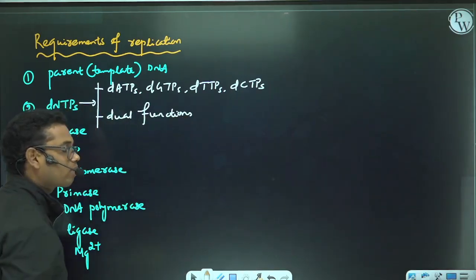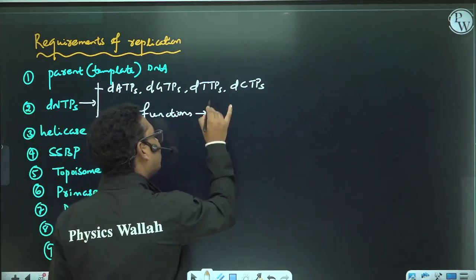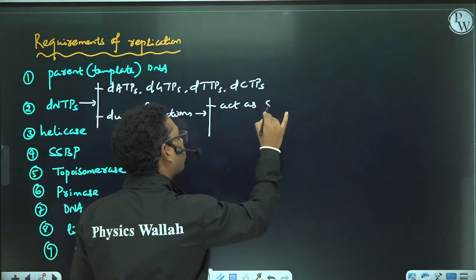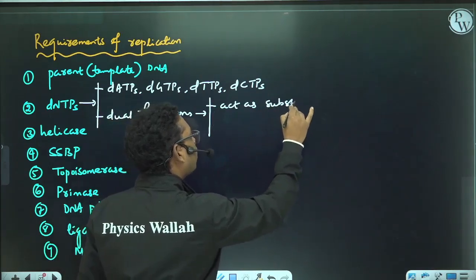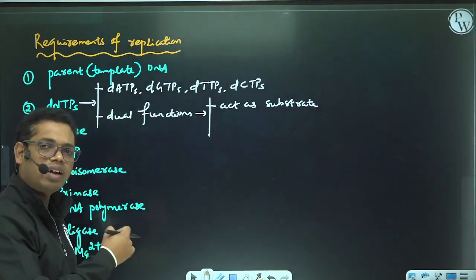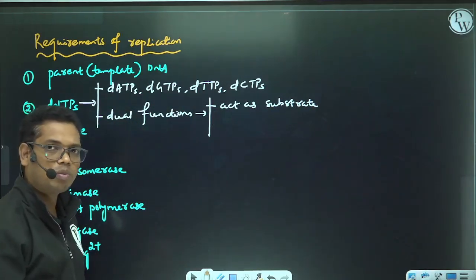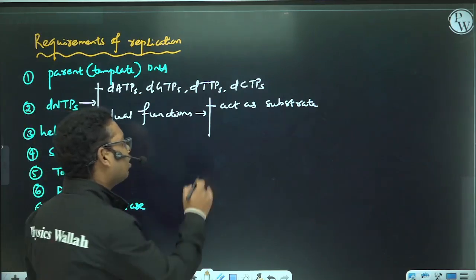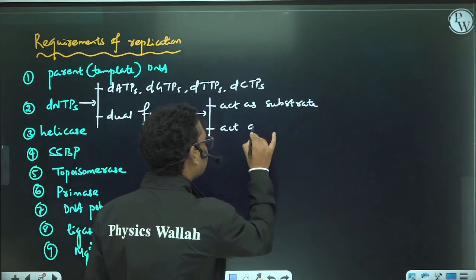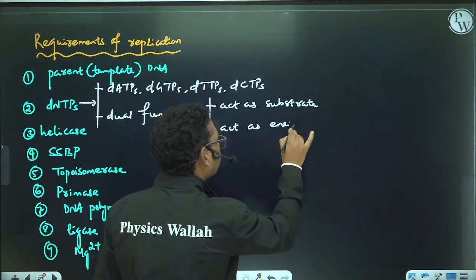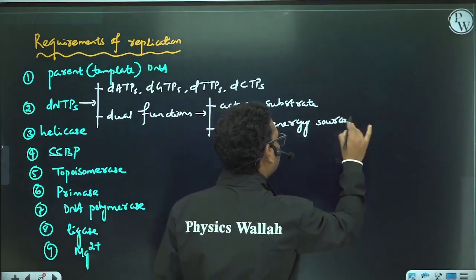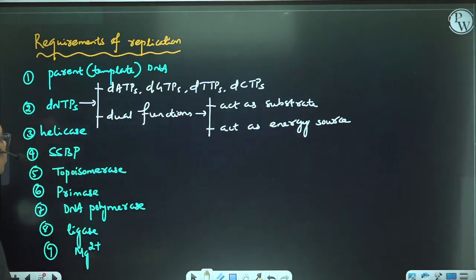What are the functions? One function is that they act as substrate for DNA replication. That means to synthesize DNA, these dNTPs act as substrate. They undergo polymerization to form the DNA. Second, they act as an energy source for polymerization.